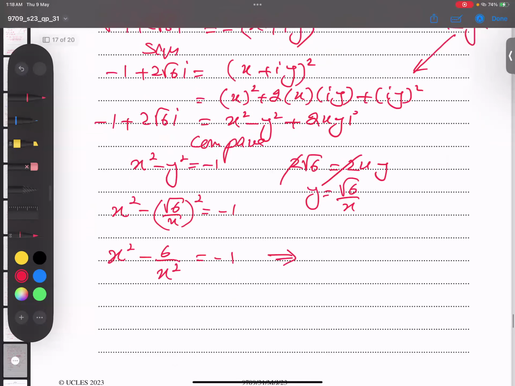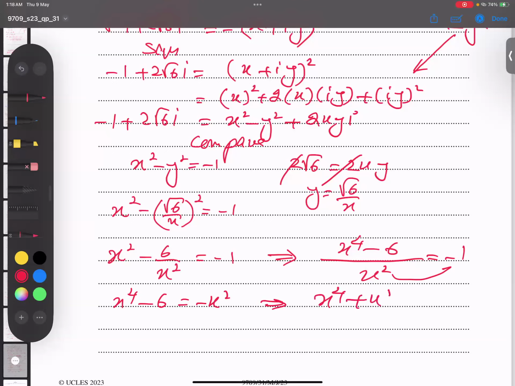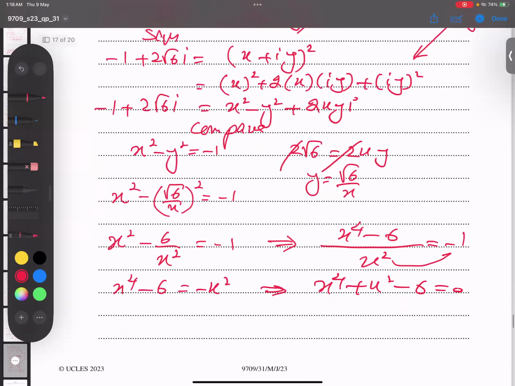So when I take the LCM x squared, I get x^4 minus 6 equals to -1, sorry. It multiplies there. I got x^4 minus 6 equal to -x squared. Finally, I get x^4 plus x squared minus 6 equal to 0. Okay, students, after this, we can factorize.